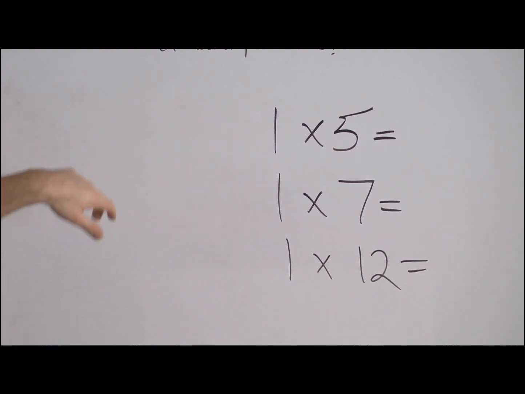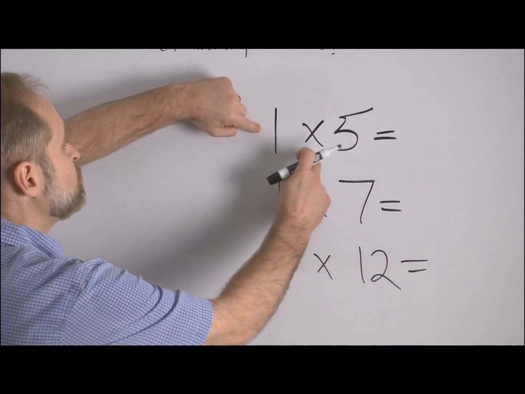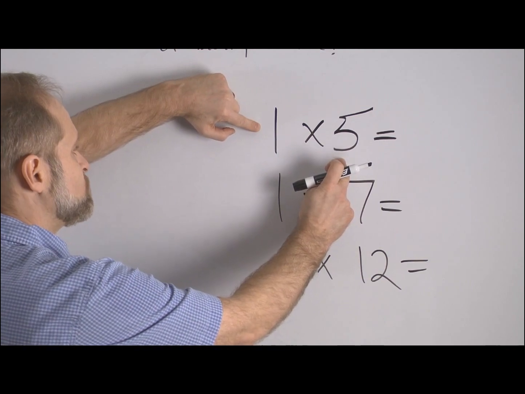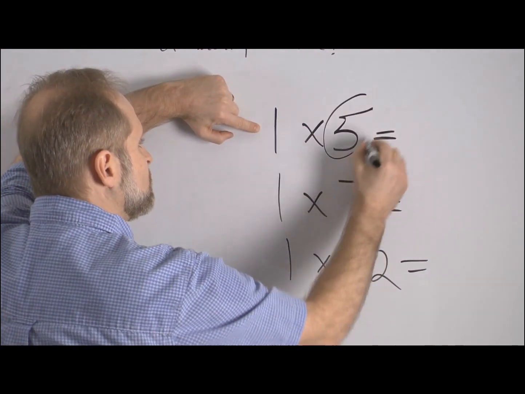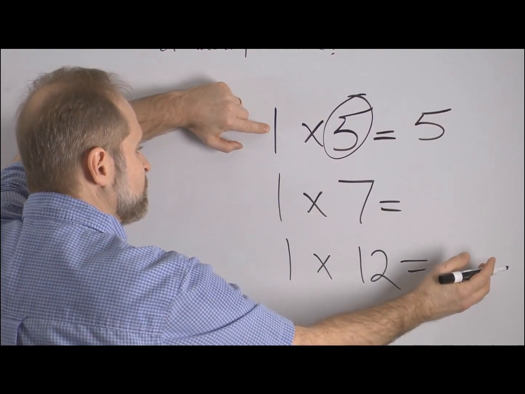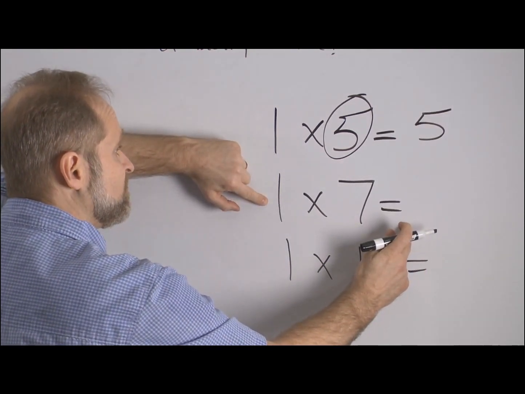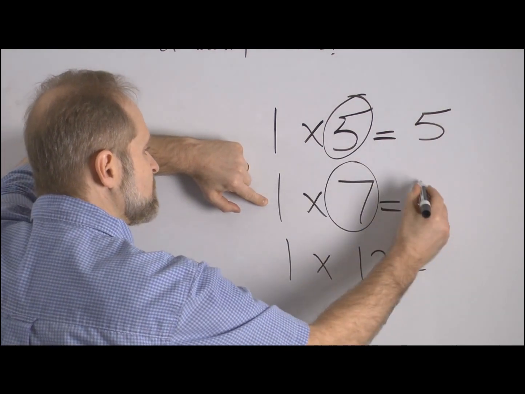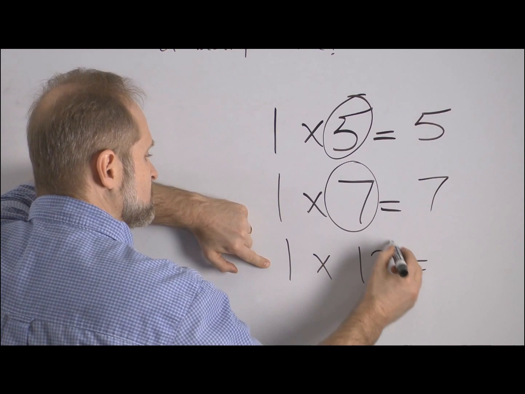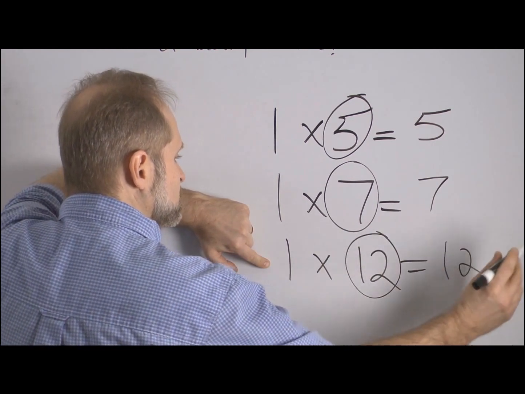Okay, let's take a look at these right here. We got one group of 5. It's a group of 5. We know the answer is just going to be the same as the number that is not the 1. So this will be 5. For the next one, hopefully you got an answer of 7. For the last one, hopefully your answer was 12.